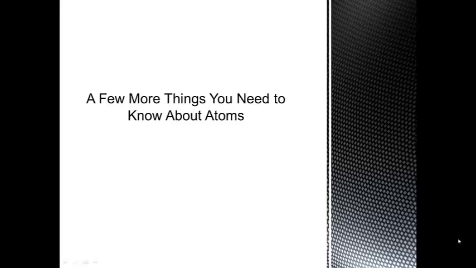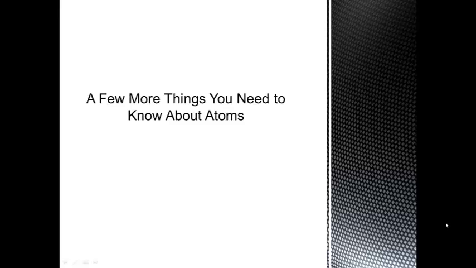All right, so we've already talked a little bit about the atom and the particles of the atom, a little bit about the history of the atom. So we've been focusing on the three major particles of the atom. So these include the electrons, neutrons, and protons. And today we're going to be talking about a few other things that you need to know about atoms.